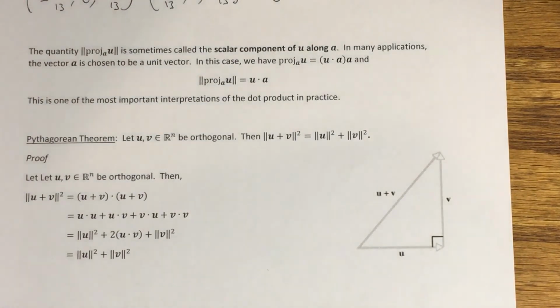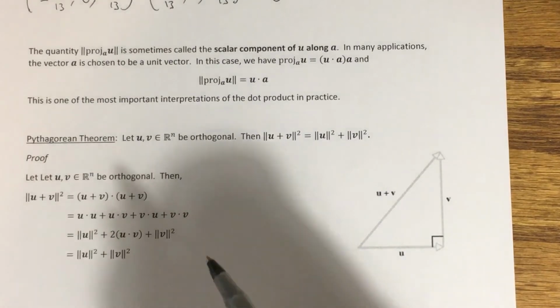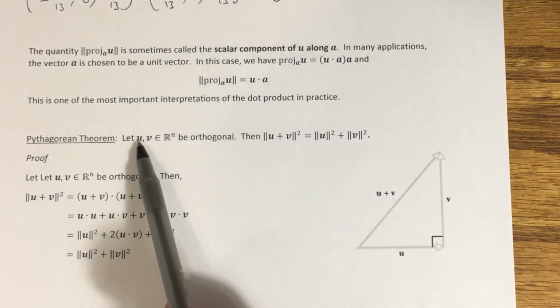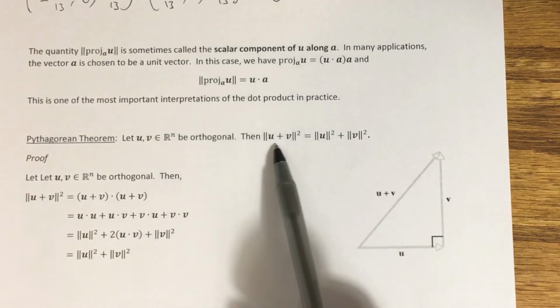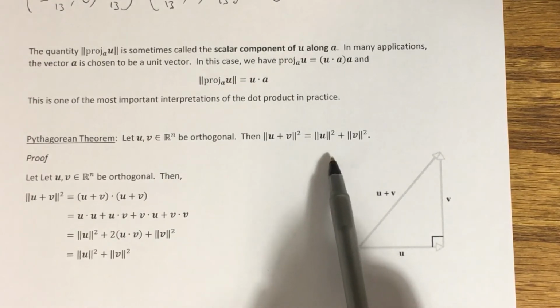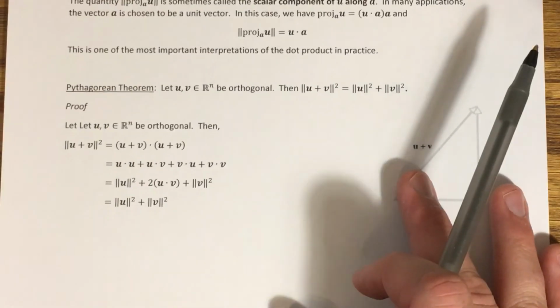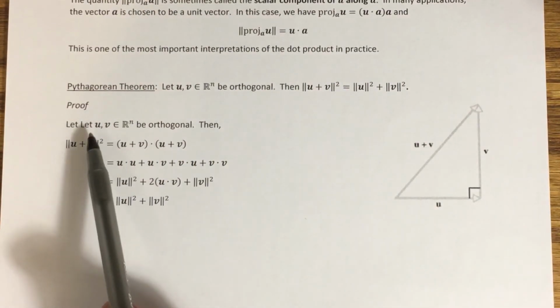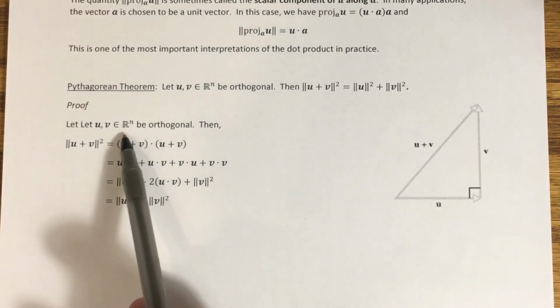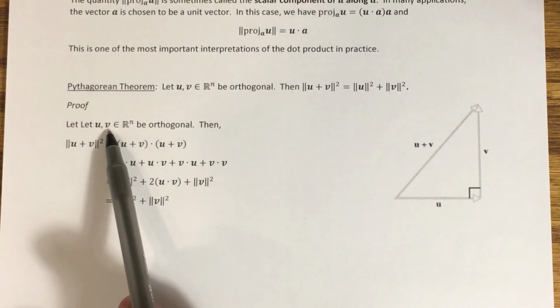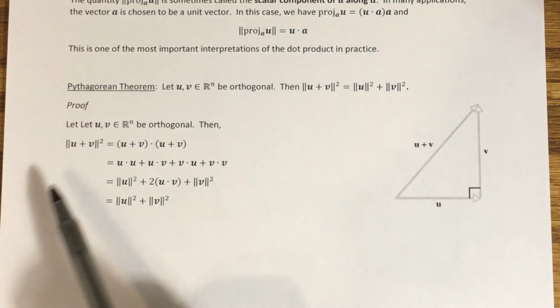It turns out that this is not only true in R2, it's true in all of Rn. In other words, if you have any pair of vectors in Rn that are orthogonal to each other, this equation will always be true. Now to see why, it's a very straightforward proof. Let's let u and v be vectors in Rn, and let's also assume that they are orthogonal to each other. That means their dot product is equal to 0.